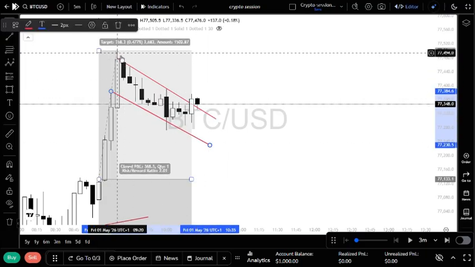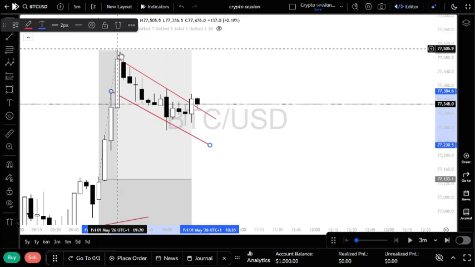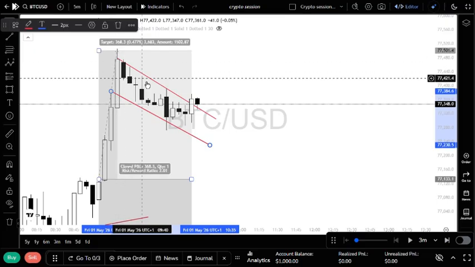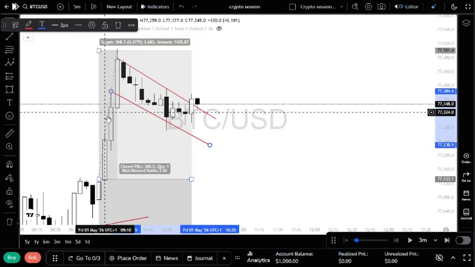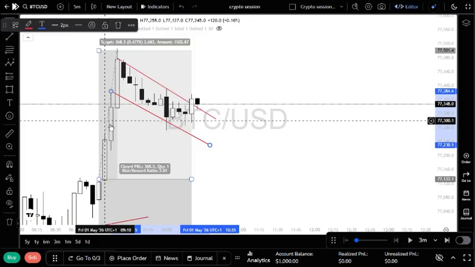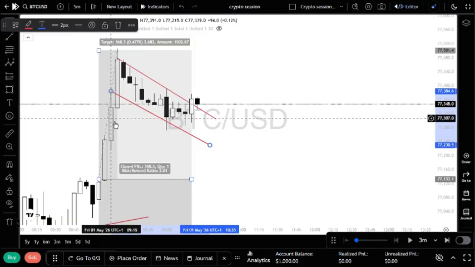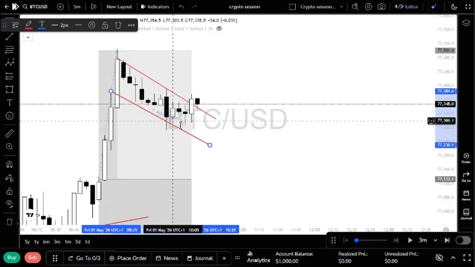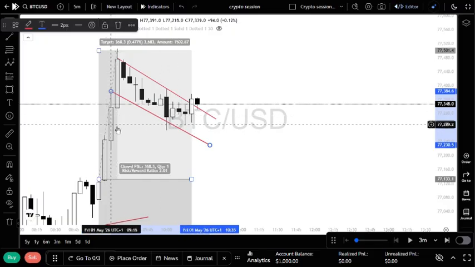And when the buyers got exhausted in the market, price went back to our area of interest, which was around here. And this is an internal range liquidity, which is a fair value gap. Another block is an internal range liquidity as well, breaker blocks as well, depending on what is above or below the market or where price is headed to. So price was headed to this fair value gap.